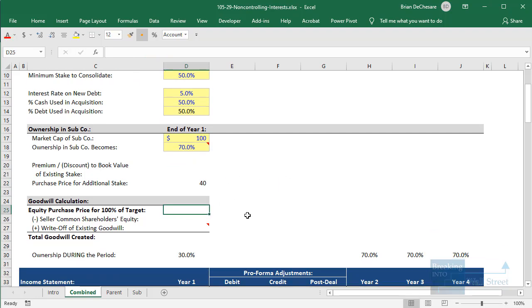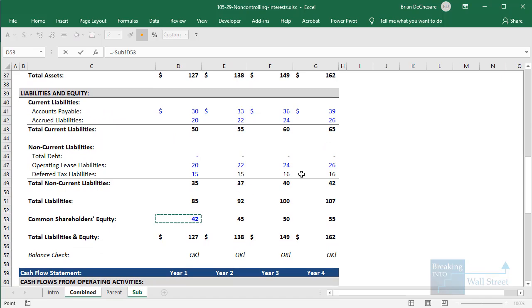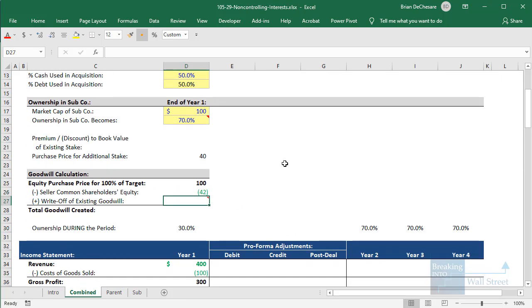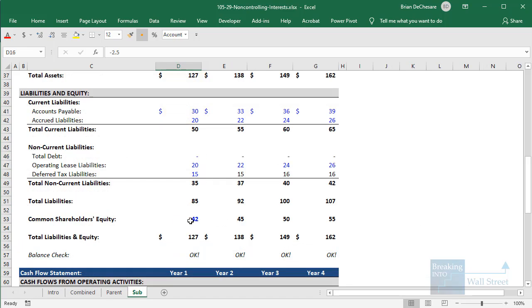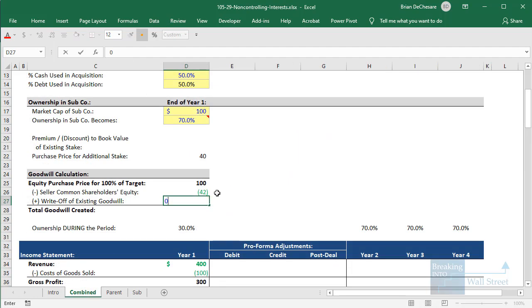Now for the goodwill, this is going to be based on 100% of the target's purchase price. So we don't adjust for the 70% or 40% or 30% or anything like that. We're just going to start with the 100% right here. We're going to deduct the seller's common shareholders' equity because this gets written down in the transaction. And then we would write off goodwill if the target had any, but they actually do not have any goodwill if you look at their balance sheet right now under non-current assets. So we're just going to say zero for this and then add these up to get the total goodwill created in this deal. Now, the other thing we have to do is look at the premium or discount to the book value of the existing stake.